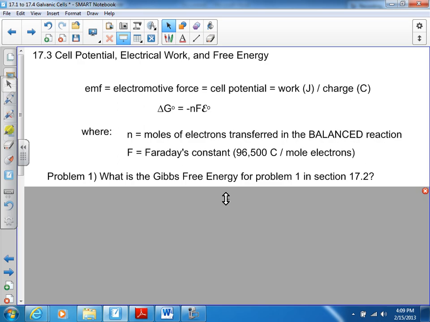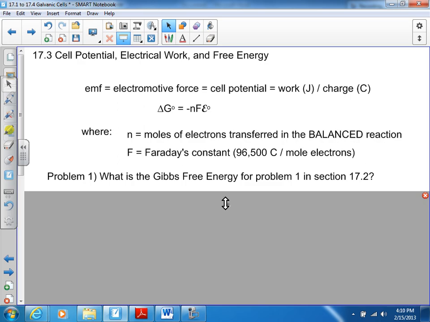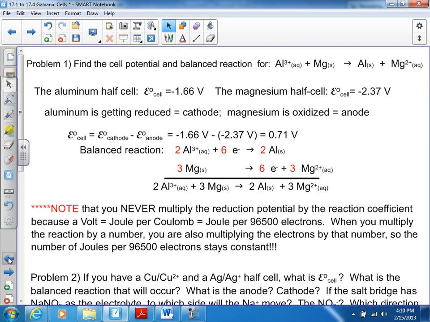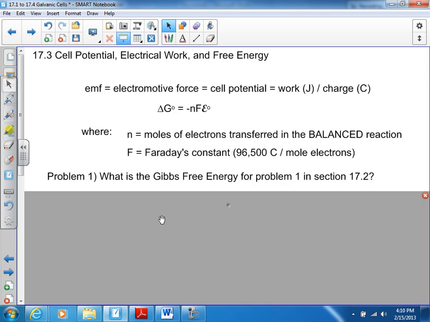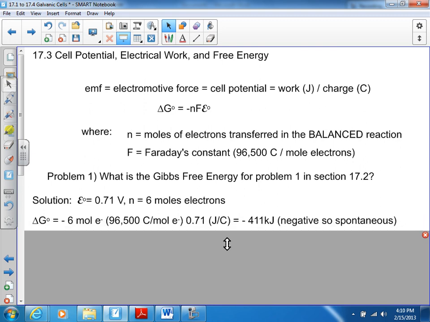Okay, so first problem. What is the Gibbs free energy for problem 1 in section 17.2? You can pause this, plug in the information, and see if you can do it yourself. You use the E naught, the moles of electrons transferred, and Faraday's constant. Just look it back up in problem 1. We have the voltage, and we see there's 6 electrons transferred. You just plug it in, voltage, 6 moles of electrons. There you go. If I calculated that wrong, you should let me know. I did convert this to kilojoules.